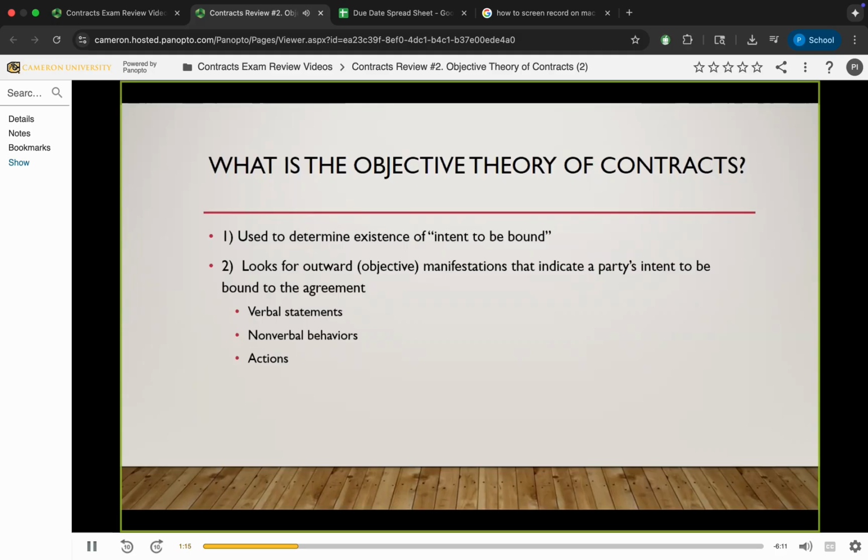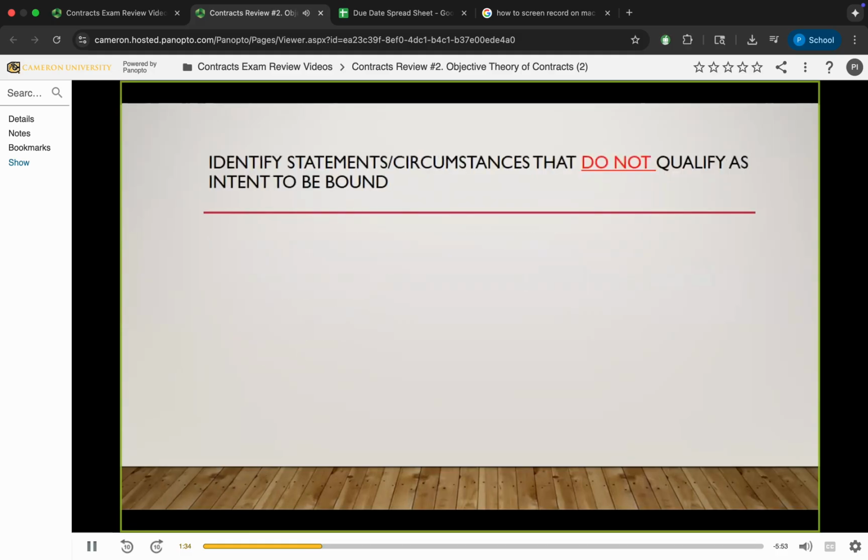The objective theory of contracts tells us to ignore subjective indications of intent. Anything that a party is thinking but has not shared objectively with a third party would be irrelevant for determining intent. When we study this theory, sometimes it helps to identify examples of behaviors that do not qualify as intent to be bound. The first one is any statement that's made in jest. When you're interacting with someone and it is clear from their behavior that they are joking, then they would lack the intent to be bound.